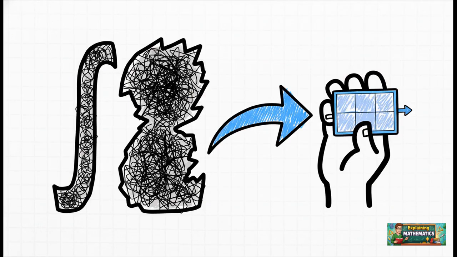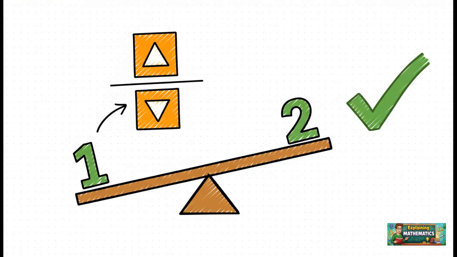All right, time to face the beast from the beginning. It looked pretty scary a few minutes ago, but now we have a plan, right? We have our four-step method. Let's do this. Step 1. Check the degrees. Okay, so the top, the numerator, x minus 3, has a degree of 1. The bottom, the denominator, has a degree of 2. And since 1 is less than 2, we are good to go.